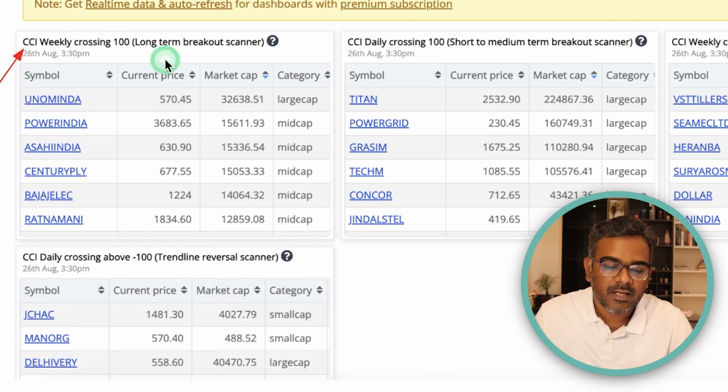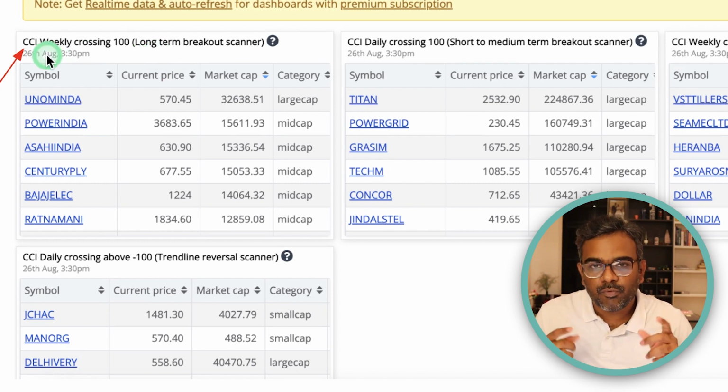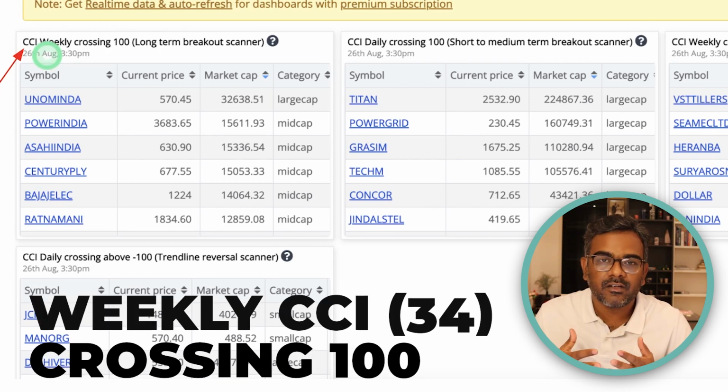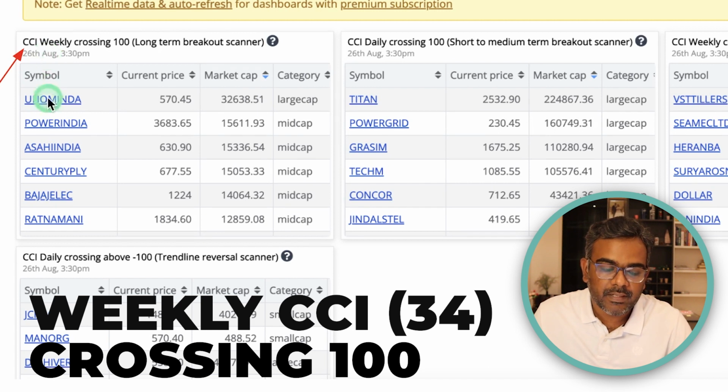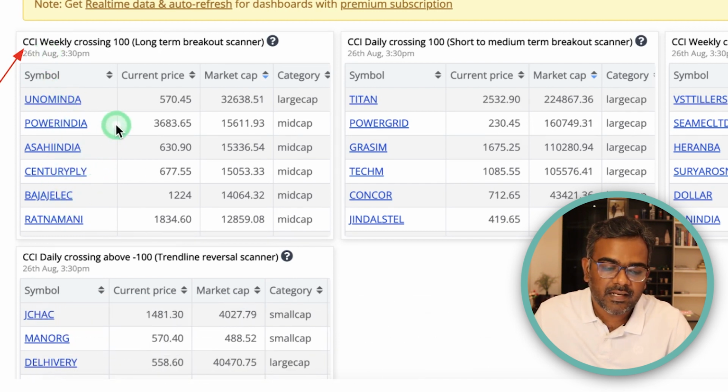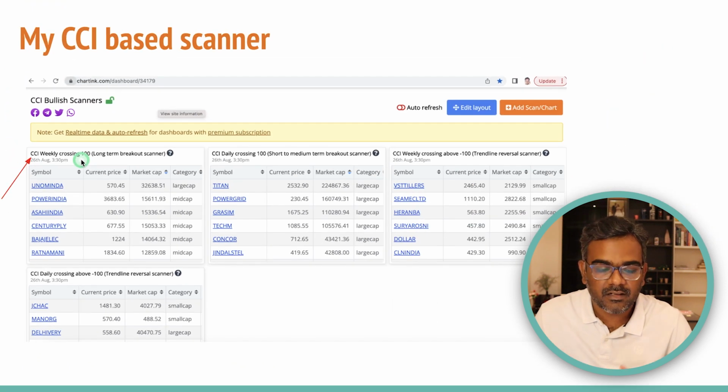So here, the first one, I'm looking at a long-term breakout scanner. Basically, I'm looking at CCI weekly 34 period. So I'm looking at the weekly charts and CCI 34, and if that indicator crosses 100, then it will show up in this scanner over here. Right now, for example, this week I had a lot of stocks like Power India, Asahi India, Century Ply, and all these stocks were breaking out on the weekly charts, and the CCI was crossing 100, or they're about to break out on the weekly charts. That's the first scanner that I'm going to look at.